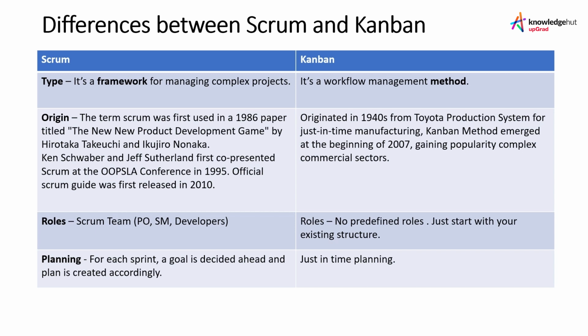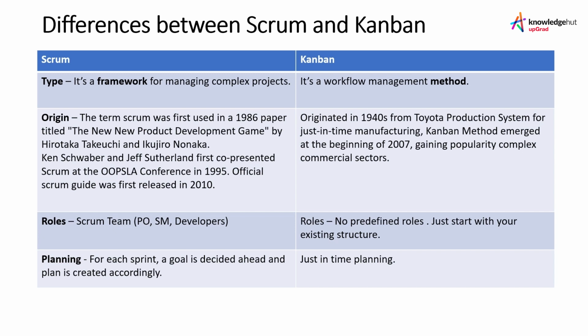Then let us talk about where Kanban originated. Kanban came into the picture in the 1940s from the Toyota production system, and they used it for just-in-time manufacturing. After that, as Toyota was very successful using this method, it gained popularity and emerged in the beginning of 2007 in other commercial sectors as well. Instead of just residing within the manufacturing industry, it came to all different commercial sectors. Nowadays, it is being very popularly used in the software sector as well. So this is a little bit of history about Kanban's origination.